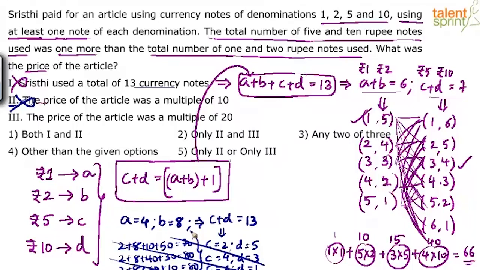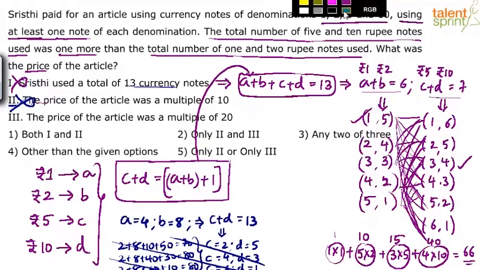But the point is, for statement 2 also, when I take A equals 4, B equals 8, C and D total 13, what are the total number of notes? 25 notes. So 25 notes can be considered because we are not worried about 13 currency notes. We don't know that there are 13 currency notes. When you're looking at statement 2, look only at statement 2. Don't consider data given in statement 1. Similarly, the same process is applicable for statement 3 as well.